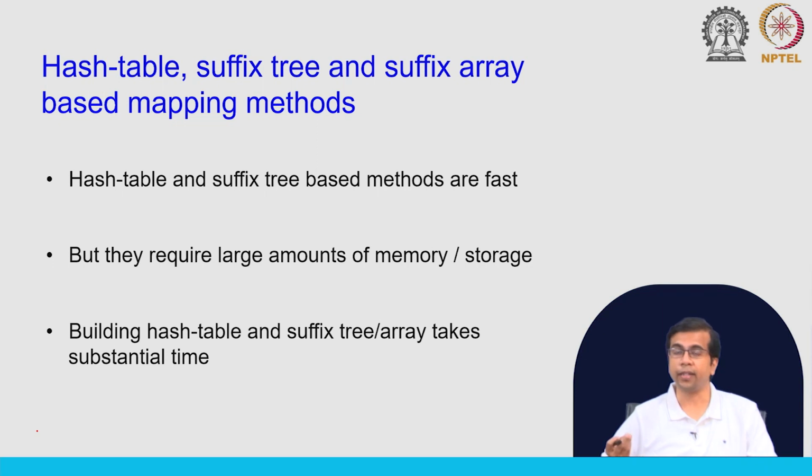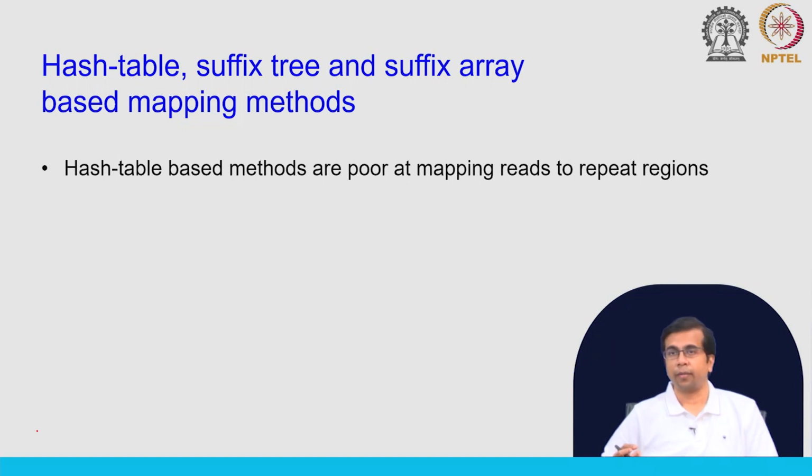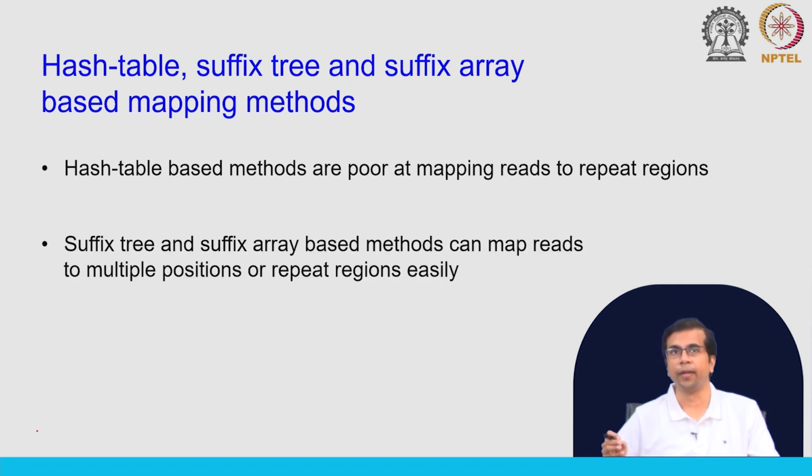The k length can change depending on the sequencing platform that you are using, the read length that you are using and the sequencing error that you expect in the data. We have also seen that hash table based methods are poor at mapping reads to repeat regions. It takes more time because you have to do chain and extend for multiple positions, and that increases time.